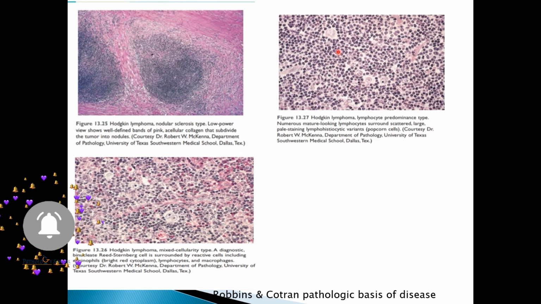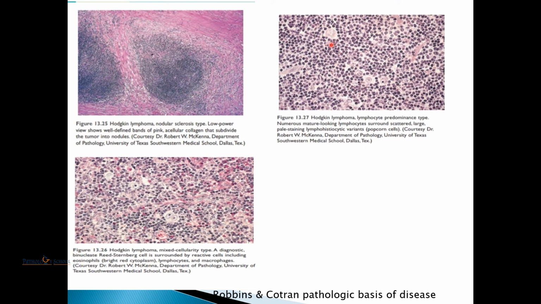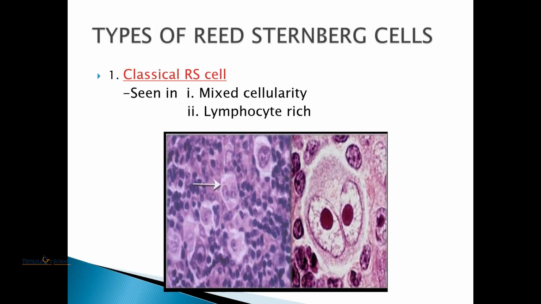This is the picture of Hodgkin lymphoma, lymphocyte predominant type. We can see popcorn cells over here, popcorn type of RS cell, and in the background we can see numerous lymphocytes. As the scope of the topic does not allow me to discuss the details of Hodgkin's lymphoma, I will be discussing the RS cell and its variants.